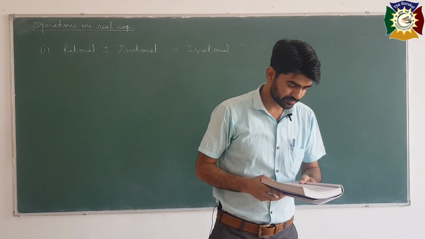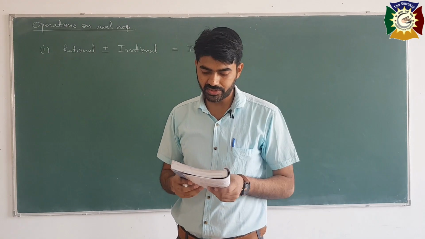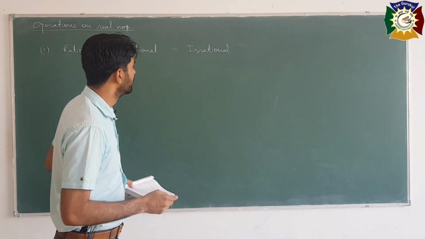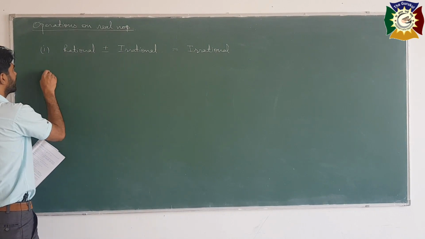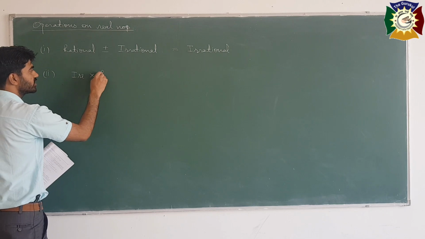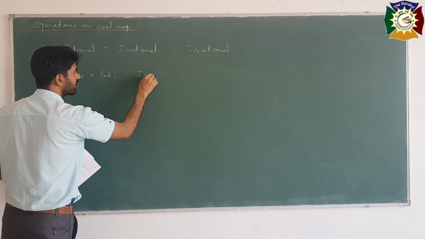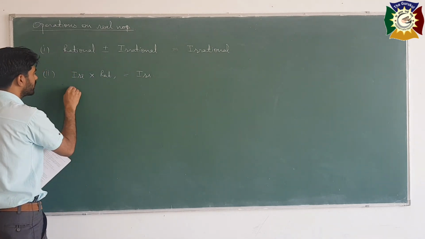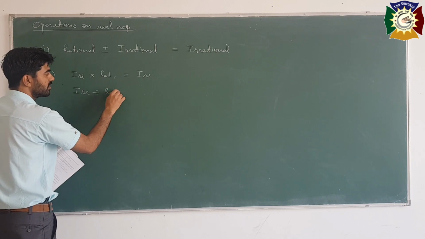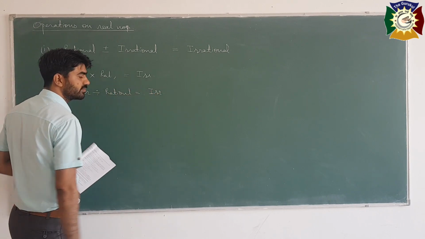Then, the product or quotient of a non-zero rational number with an irrational number is irrational. So the second point is, if I take an irrational multiplied by a rational, then I will get an irrational number, or an irrational divided by a rational, then again we will get an irrational number.